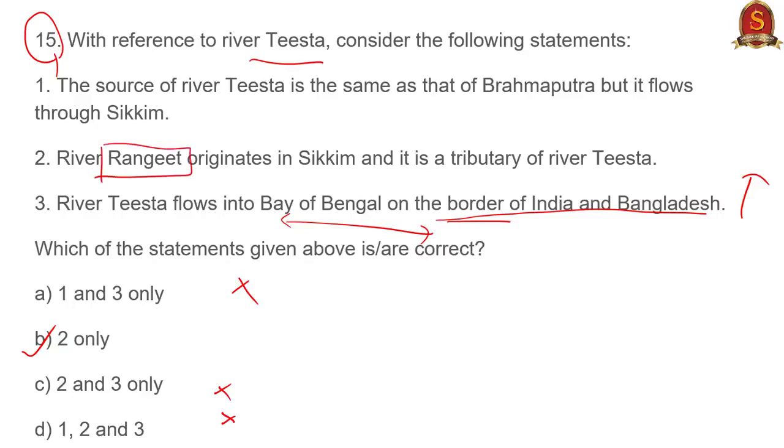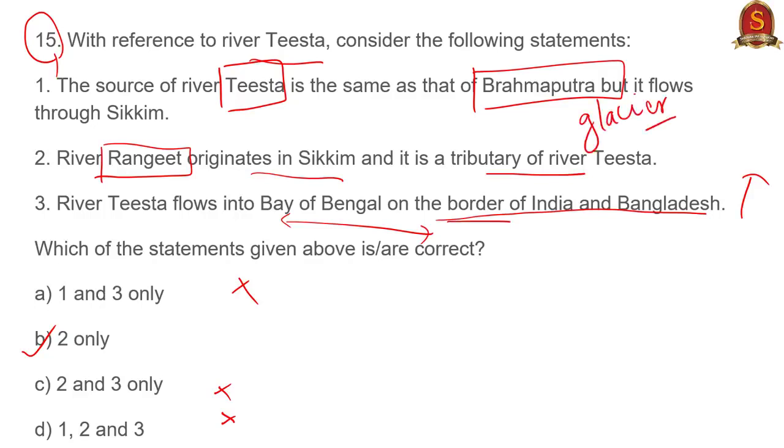Where exactly is River Rangit? Does it really originate in Sikkim? Is it a tributary of river Teesta? Where exactly does Teesta originate? Where does Brahmaputra originate? What is the glacier from which both are originating? These are facts which you might require to learn for the exam.